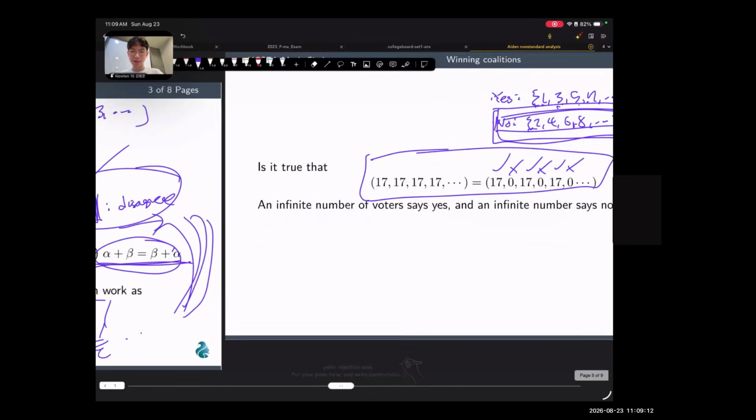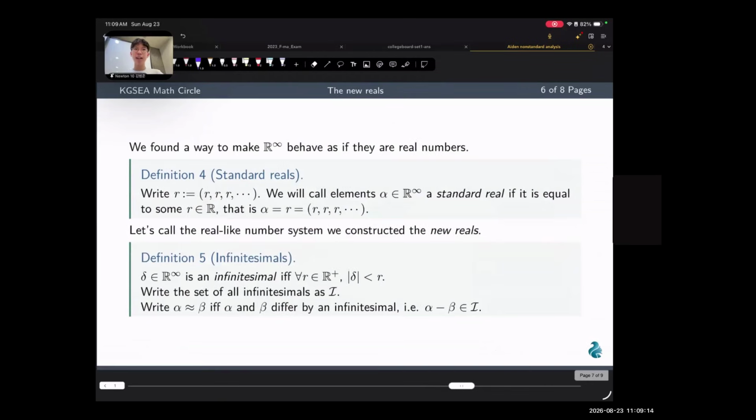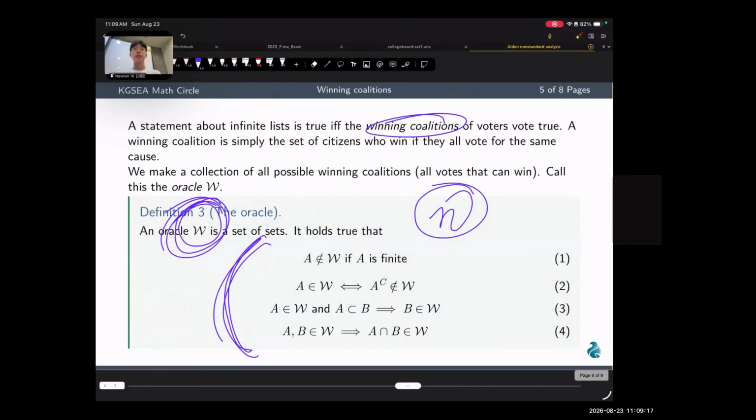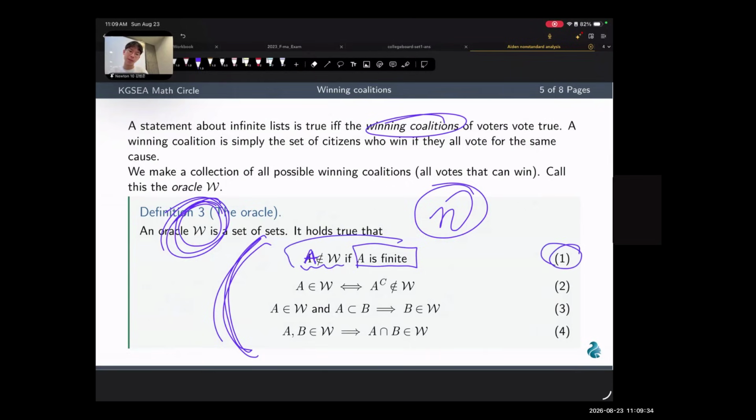So can a finite number of voters win a vote? According to our intuition, no, that'll be really bad because there will be fewer people voting and they're still going to win. So if the set of voters is finite, it cannot win. It cannot be a winning coalition. Number one is really important.